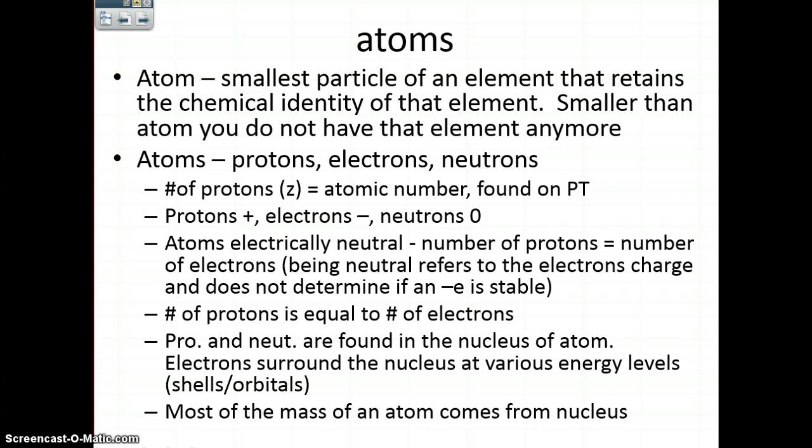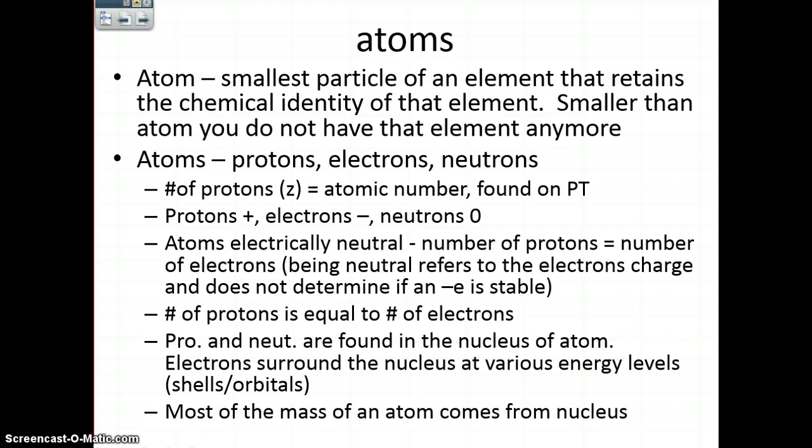Being neutral refers to the electron charge and does not determine if an atom is stable. Now, if you see in my PowerPoint a negative e, that means electron. That's my symbol for electron. So again, atoms are all electrically neutral. They're not all stable, but they are neutral because the number of protons is equal to the number of electrons. The number of positives is equal to the number of negatives. The number of protons in an atom is equal to the number of electrons. That's why it's electrically neutral.